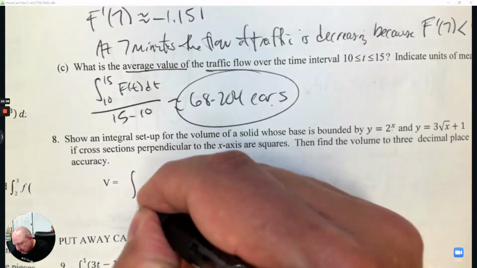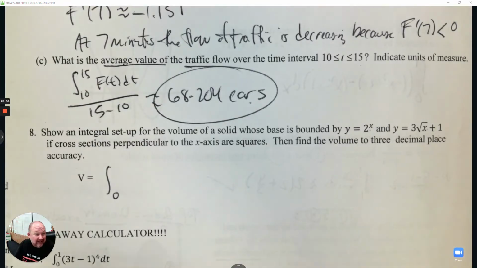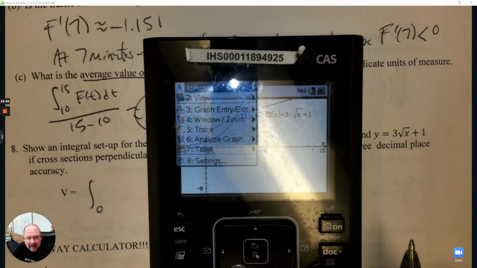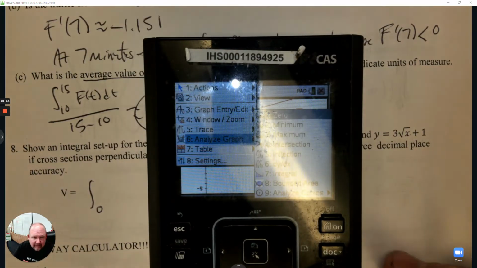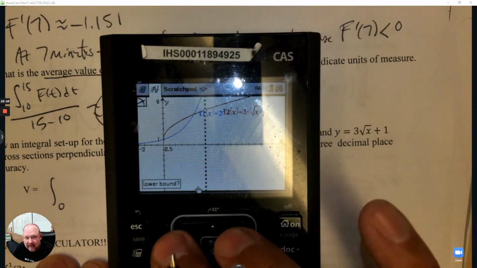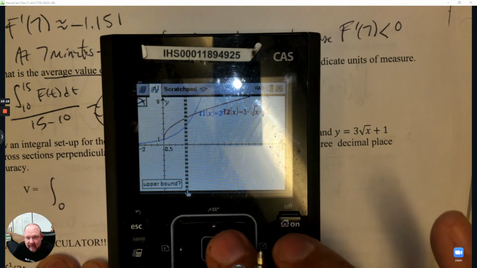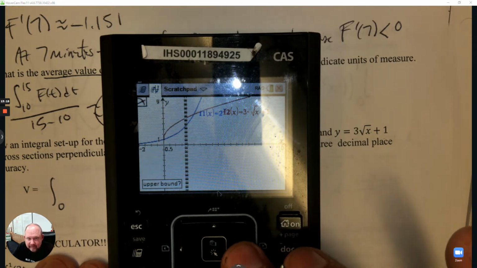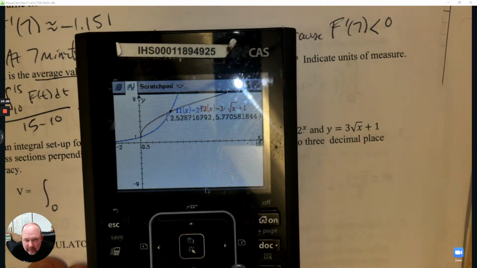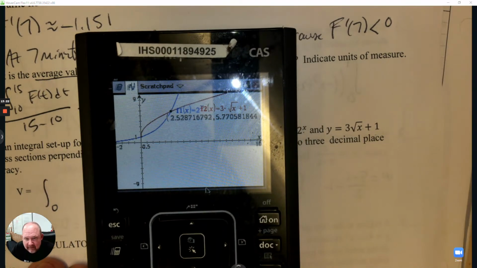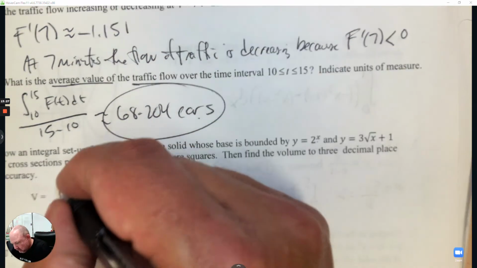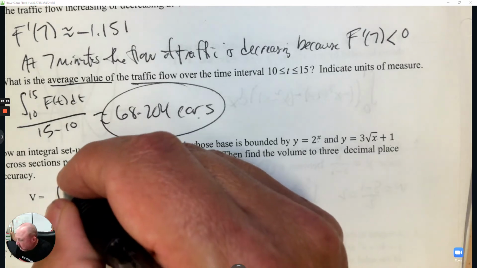So I'm integrating from 0 to, well, that's one I don't know. So I need to know that point of intersection up there. So I'm going to go menu, I'm going to go analyze graph, and then I'm going to go intersection, which is number 4. And then I'm going to go to the left, and then I'm going to move it to the right. And then what is that point? So it's 2.529. I don't need the y coordinate.